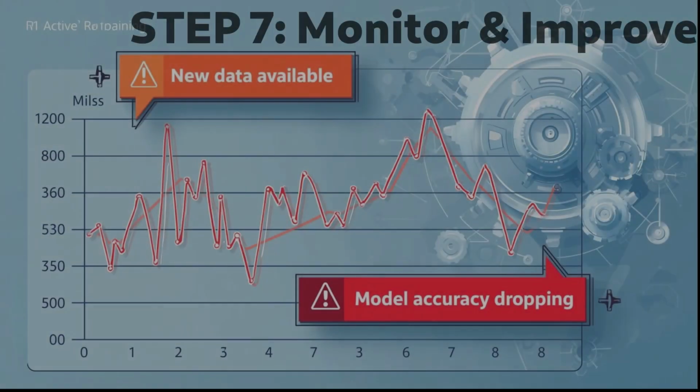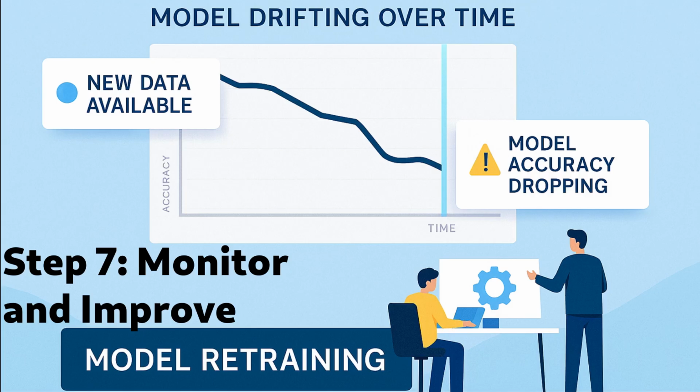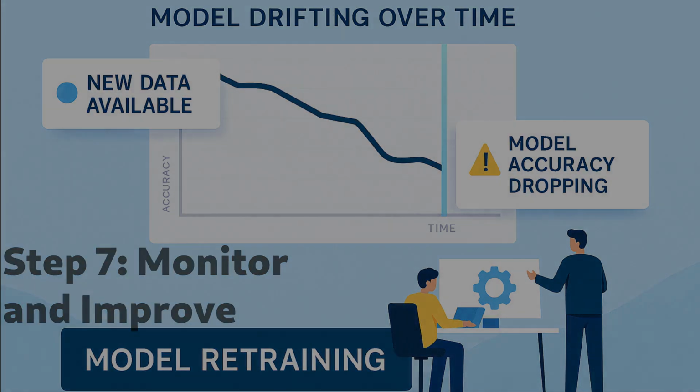Models decay, markets change, rainfall patterns shift. A good prediction system is monitored continuously. When the world changes, the model must also change.